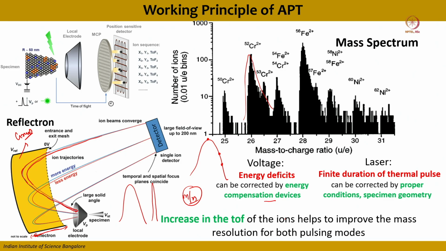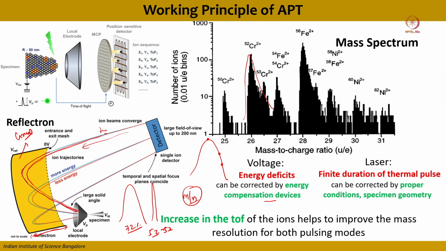But remember, with a reflectron you are increasing the time of flight, so you will lose most of the ions in the background, and your efficiency will reduce. Without a reflectron, the detection efficiency can usually go up to 72%, but using a reflectron it may go to 52 to 57%, so it gets reduced.